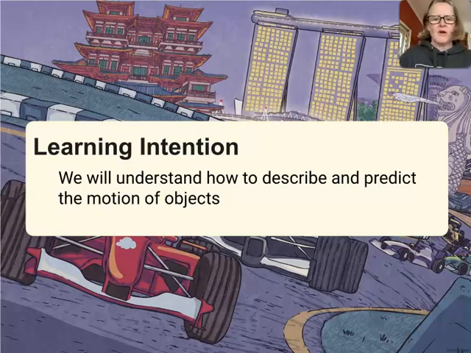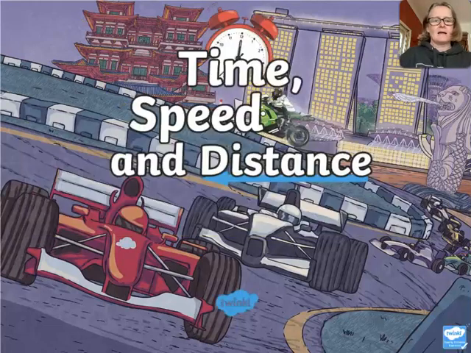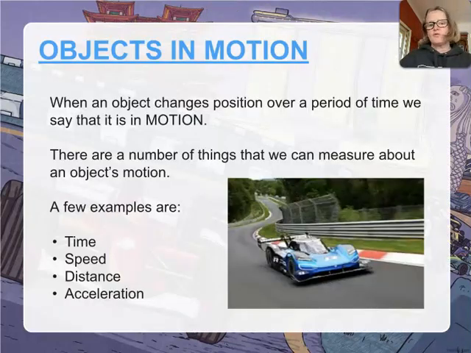In this video, we're going to investigate how to describe and predict the motion of objects, and in particular, we're going to be looking at time, speed, and distance as our way to describe the motion of objects. So when we are talking about an object being in motion, we're talking about how it changes its position over a period of time.